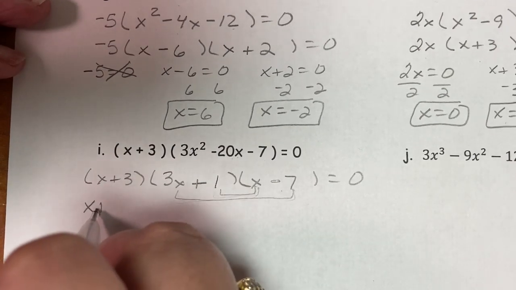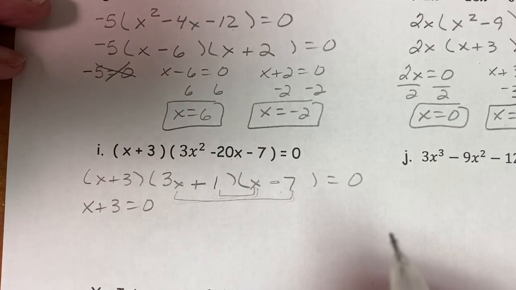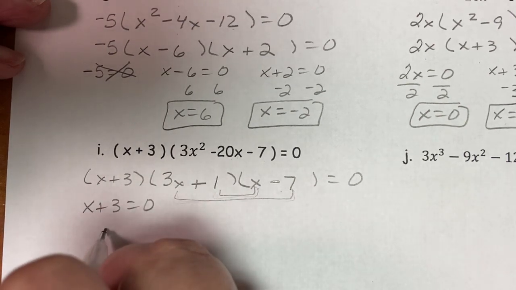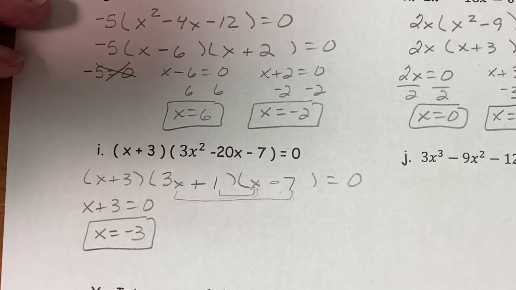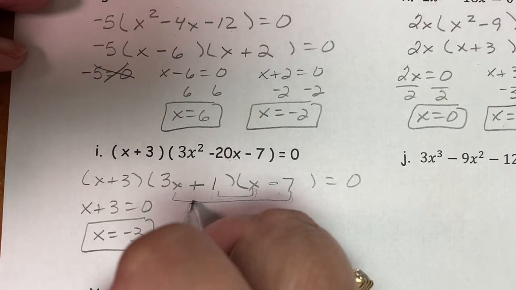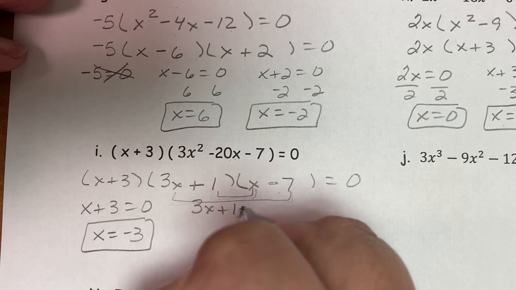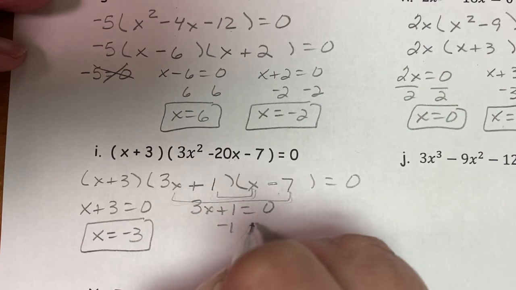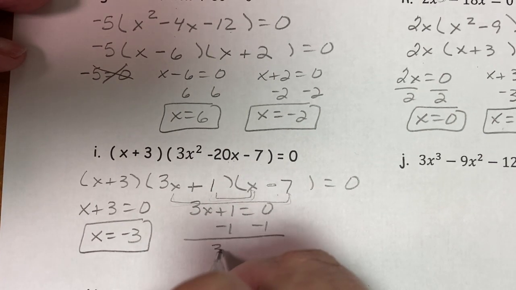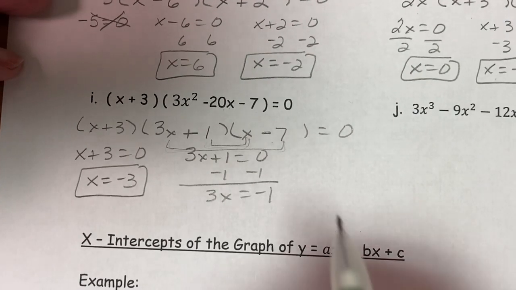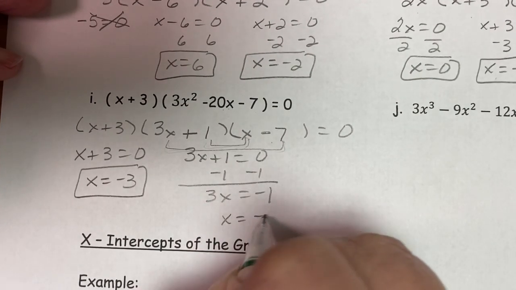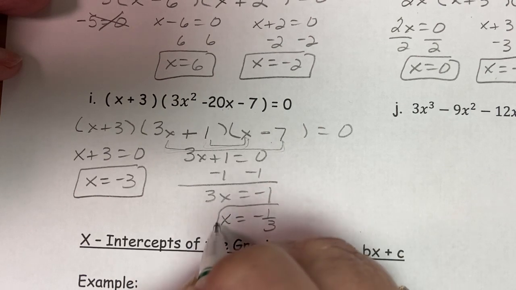So I take each factor and set it equal to 0. If I take x plus 3 and set it equal to 0, subtracting 3 from both sides, I'm going to get -3 as a solution. If I take 3x plus 1 and set it equal to 0, I'd first subtract 1 and then divide both sides by 3. So I get -1/3 as a solution.